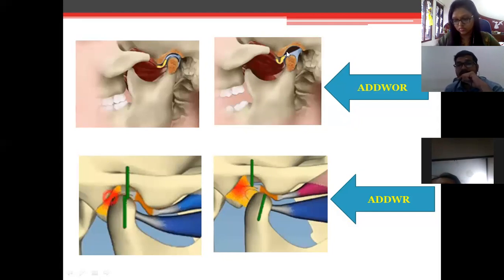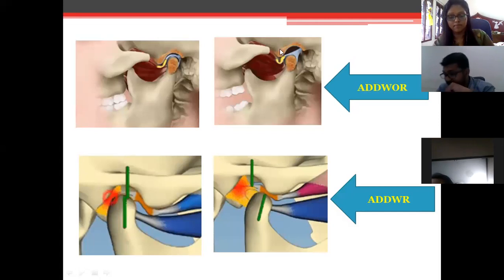In anterior disc displacement without reduction, you can see the picture. See here itself, the disc is already displaced in front, and when the patient tries to open the mouth, the disc won't reduce to bypass the condyle. The condyle can't bypass the displaced disc. So the patient may get a reduced mouth opening. It's also known as a closed lock, closed jaw. We have it without reduction.